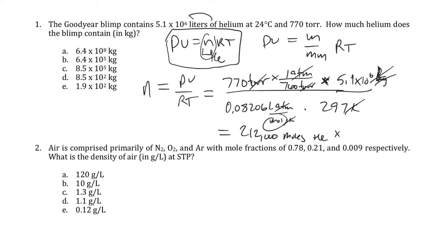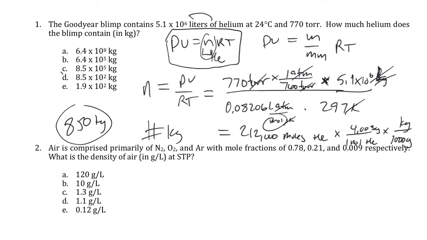And so then we just do 1 mole of helium, 4.003 grams in the periodic table, 1,000 grams per kilogram. So we'll write this in kilograms. So multiply by 4.003 and divide by 1,000. So I get 850 kilograms, so 8.5 times 10 to the 2.